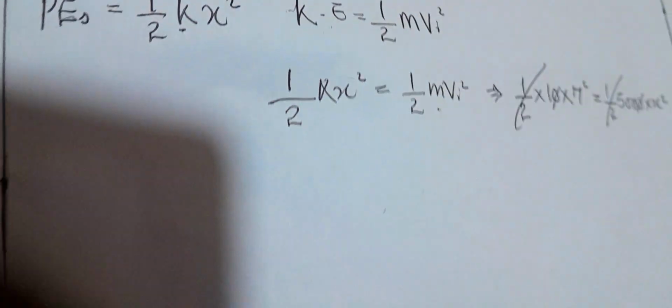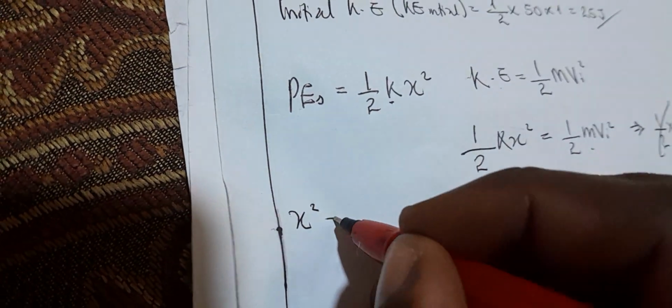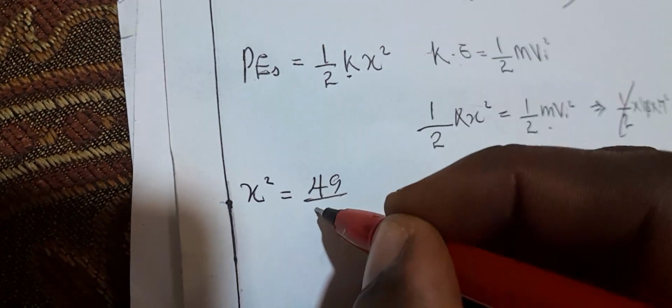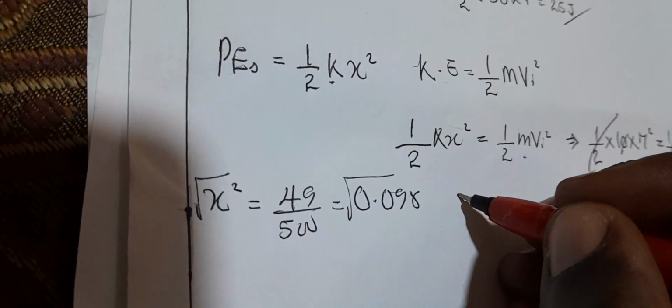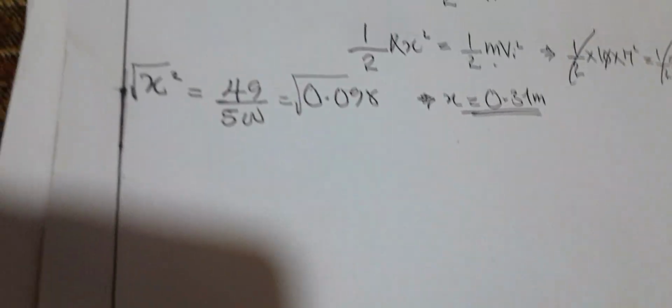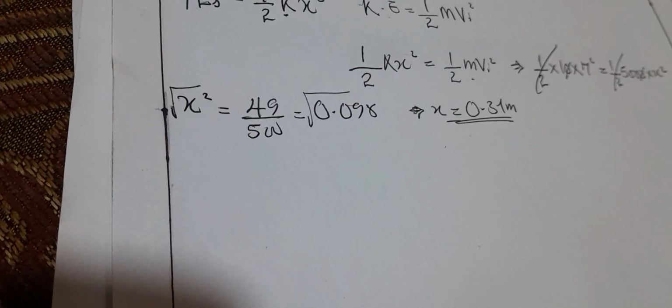So it means that x squared equals 49 over 500, which gives us 0.098. Now taking the square root of both sides implies that x equals 0.31 meter. So that's the maximum compression of the spring, 0.31 meter.